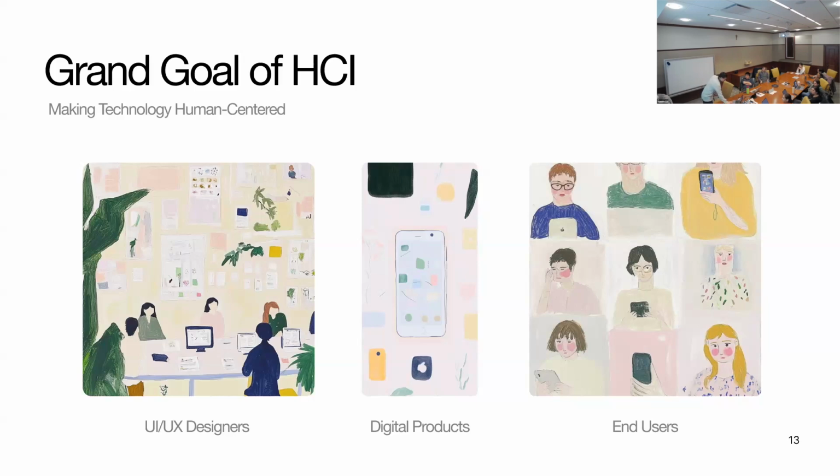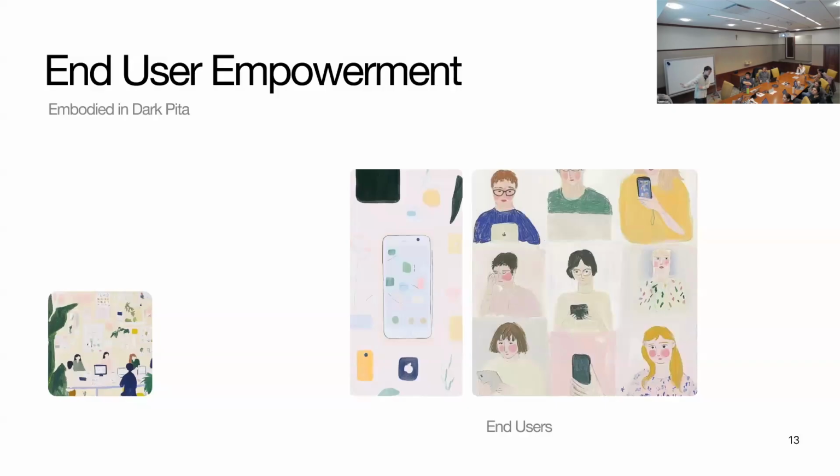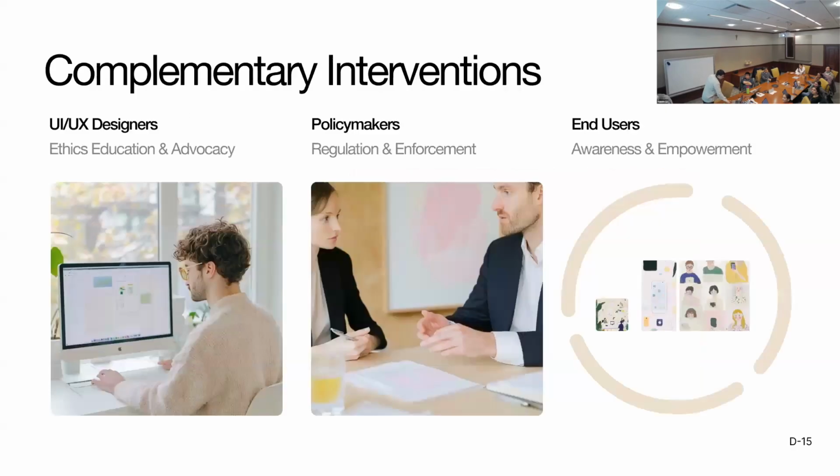What we're trying to do with DarkPeta is really to support these end users to get more informed and align their values and interests to what is actually showing on the screen and how the UI is designed, and help them take action to escape from manipulative design patterns that they might face. And we think this end user driven approach is really complementary with UI UX designers and policymakers because they can all work in parallel to address this issue.